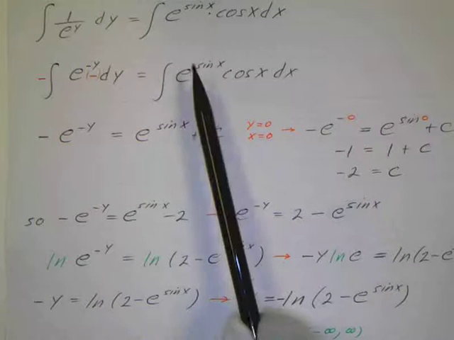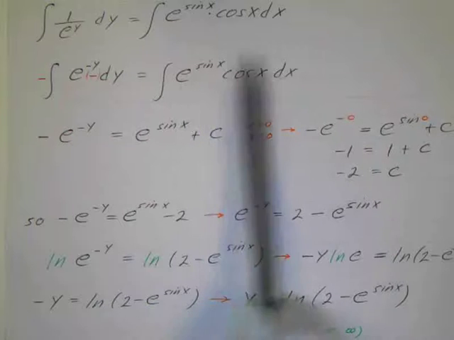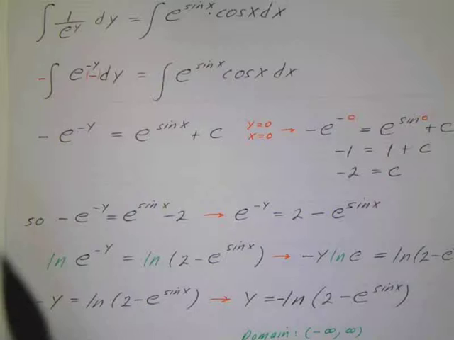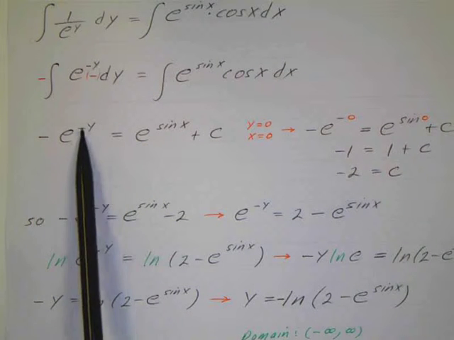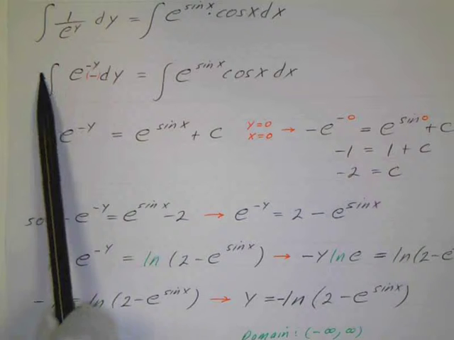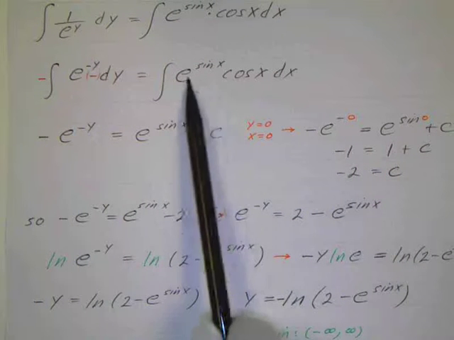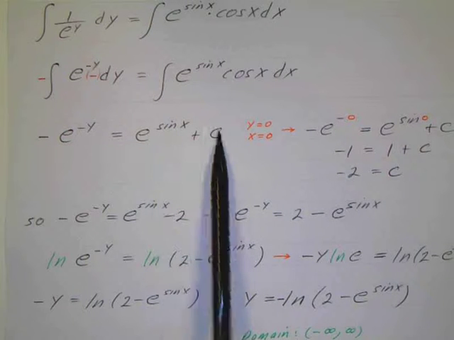And this is all set up because this looks like e to the u du also, and I've got the derivative of the sine of x is cosine of x dx. So the antiderivative of e to the u du is just e to the u, so that's going to be e to the minus y. That's what u is, with this negative that I had to put over here to adjust this. And that equals e to the u, which is e to the sine of x plus c.